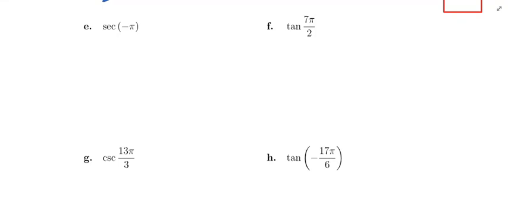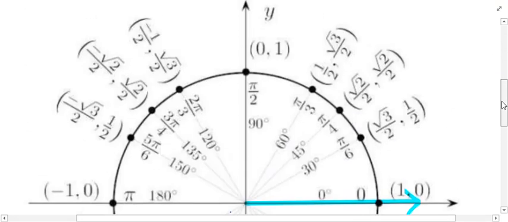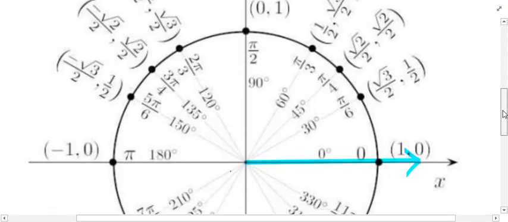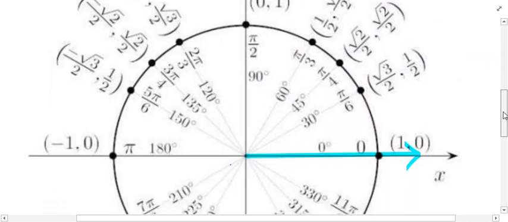Example 1e, we are going to compute the exact value of the secant of negative pi. So the angle we're interested in is negative pi. We have a negative angle. That means we are doing a clockwise rotation. When you go to the unit circle and you scan it, you do not see an angle of negative pi. You see an angle of positive pi, but not one of negative pi.